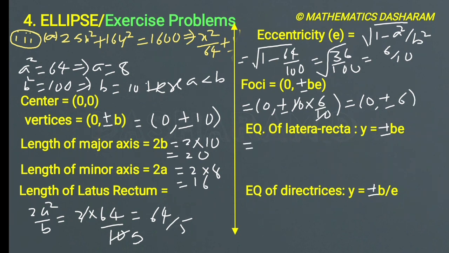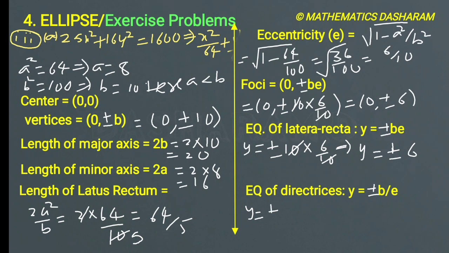Next, equation of a lateral recta, that is y equals plus or minus be, then y equals plus or minus b value 10 and e value is 6 by 10. So 10 cancel, then it implies y equals plus or minus 6. Next, equation of a directrices, that is y equals plus or minus b by e. So then y equals plus or minus b value 10 divided by e value 6 by 10. So it implies y equals 10 into 10 is 100 divided by 6.